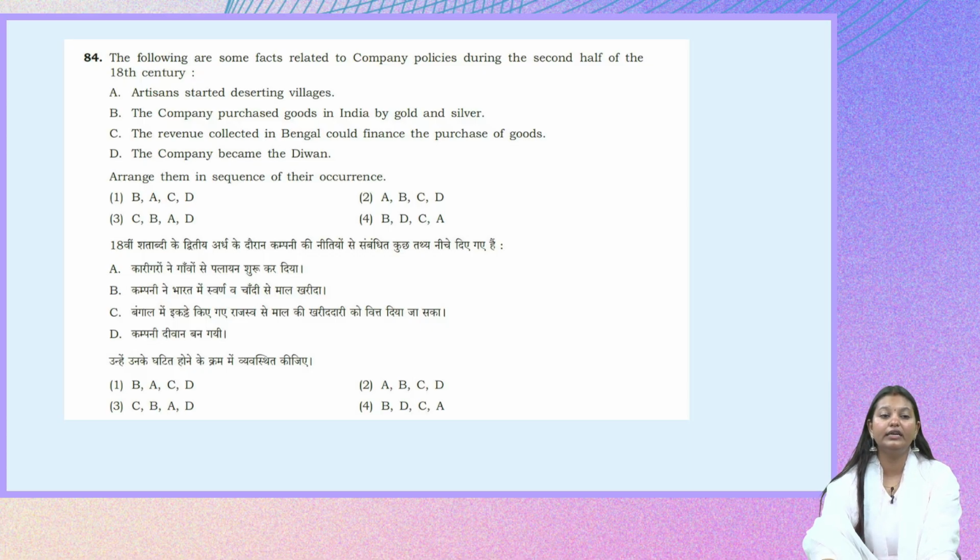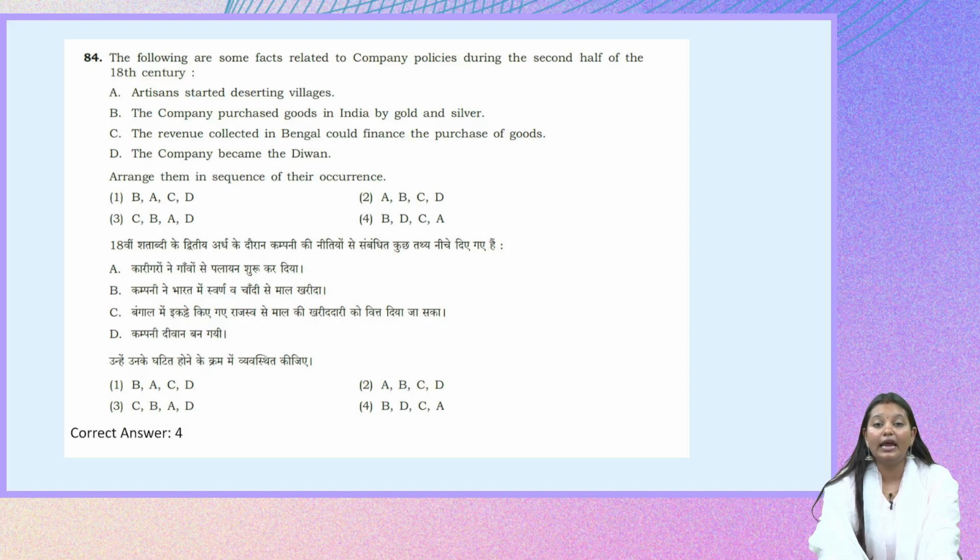So if you read carefully and try to remember how the company has established themselves here, earlier they were bringing in money from their own country and purchasing goods here. But slowly they stopped doing that and were able to finance themselves here directly by collecting revenues. So we now need to arrange these in the right sequence. So how you can arrange it better is trying to remember which particular instance occurred first. The right answer here is option 4, B.